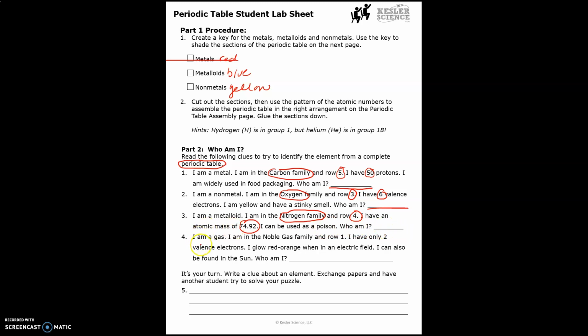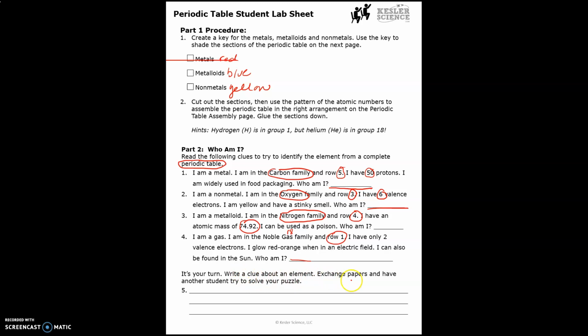Who am I? Number 4, I am a gas. I'm in the noble gas family. This is group 18. Okay. Row 1. I have only 2 valence electrons. I glow red-orange when in an electric field. I can be found in the sun. Who am I? Okay. And then it says it's your turn.